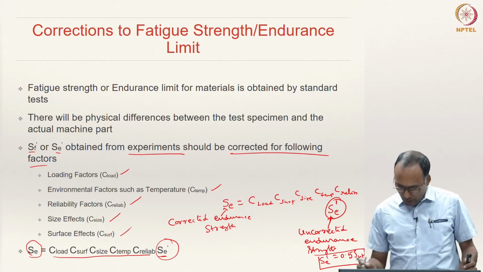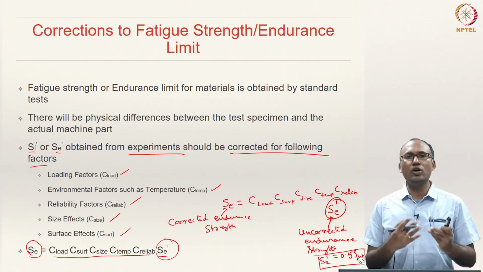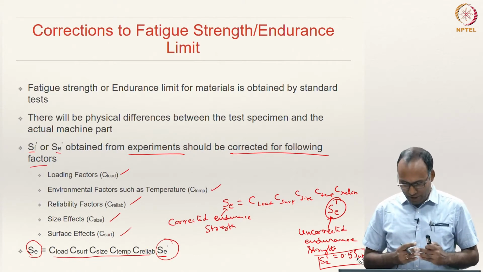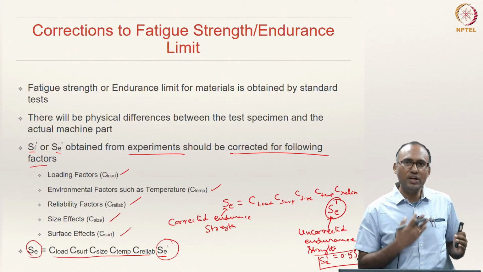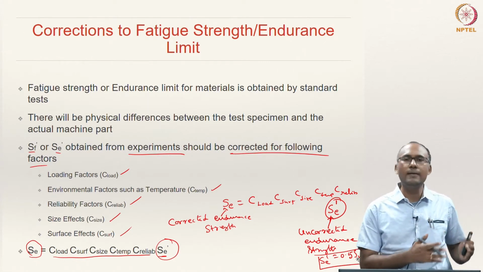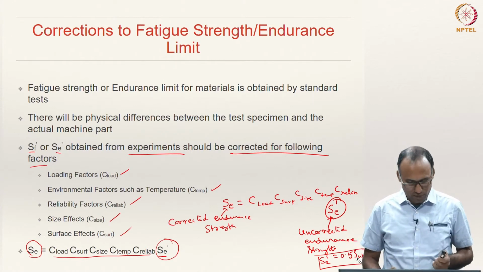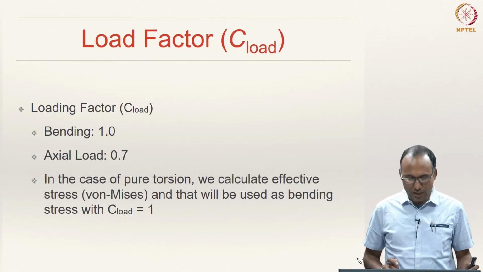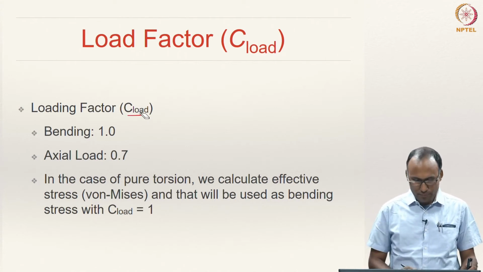Okay? And now, in order to use this information of the endurance strength for real world applications, you need to account for these discrepancies between the conditions under which experimental data has been obtained vis-a-vis the conditions under which the actual component works. Okay? So, let us go by each and every factor. The first factor that we are going to focus on is called the load factor, C load.